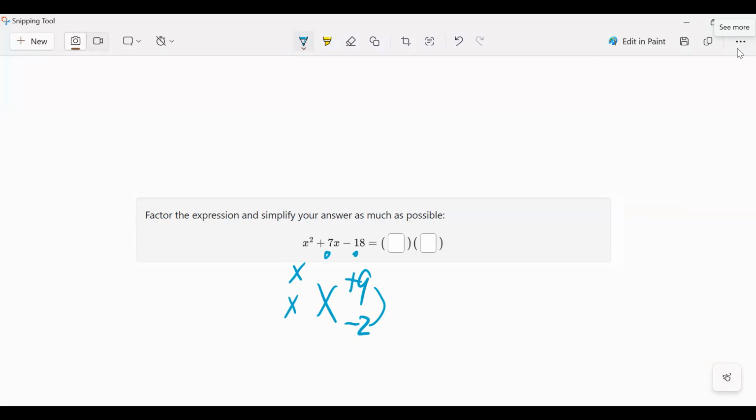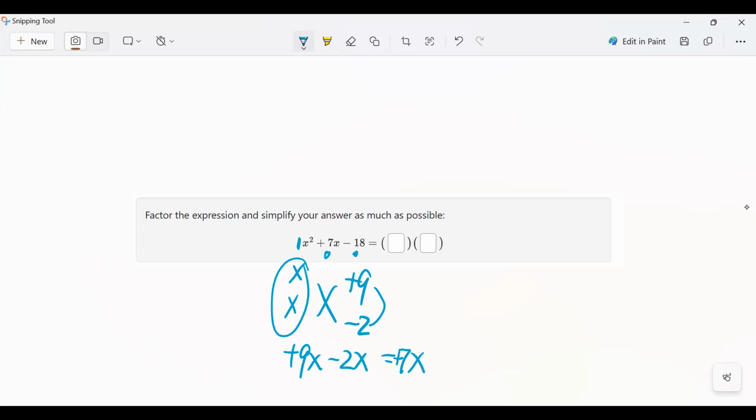This only works if the leading coefficient is 1. When the leading coefficient is not 1, then this shortcut does not work, and we have to cross multiply, right? So plus 9 times x is plus 9x, minus 2 times x is minus 2x. Then when we combine them, we end up with 7x, positive 7x.